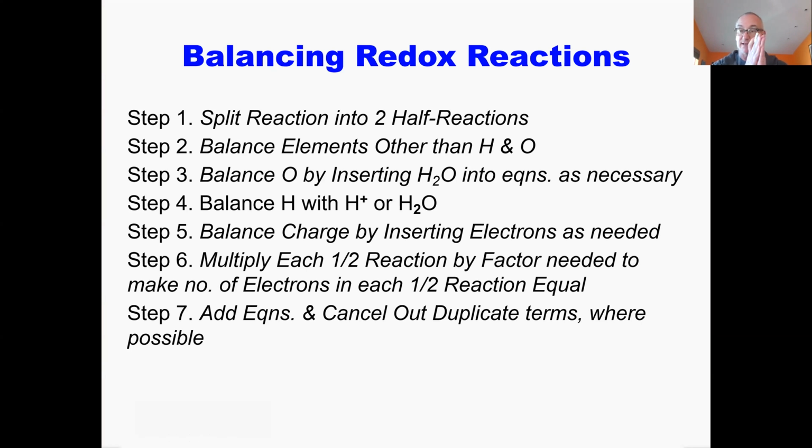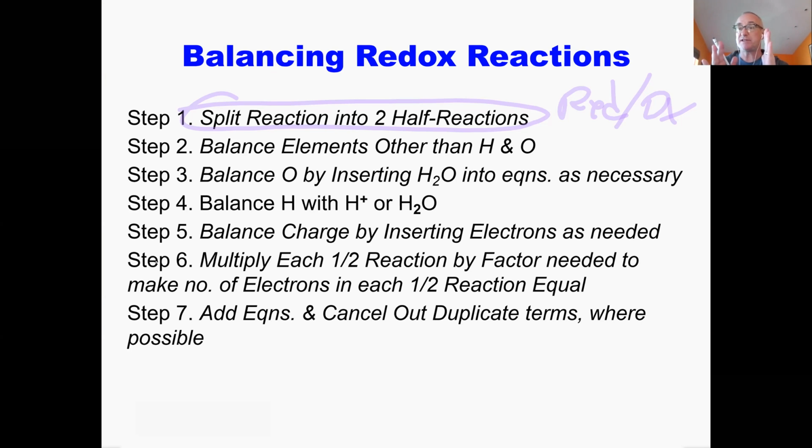So here are the steps we need to do. As I mentioned before, we need to split that reaction into two half reactions: one, reduction, the other, oxidation. Next, you have to balance those elements that aren't hydrogen and oxygen. We'll deal with those later, because pretty much all of these reactions take place in aqueous environments, so you're going to have water around to balance hydrogens and oxygens.